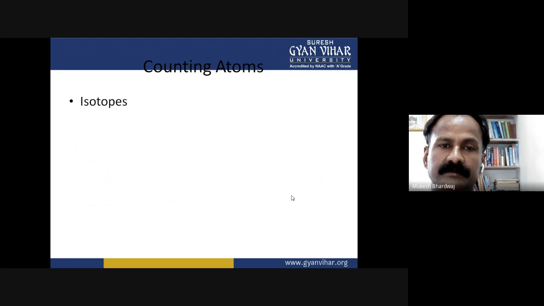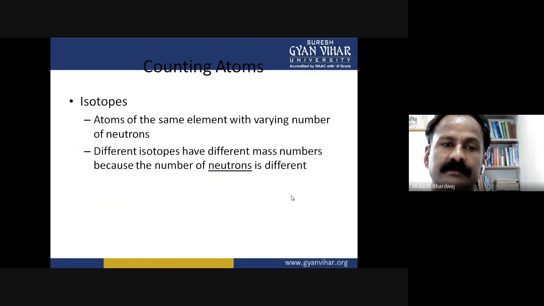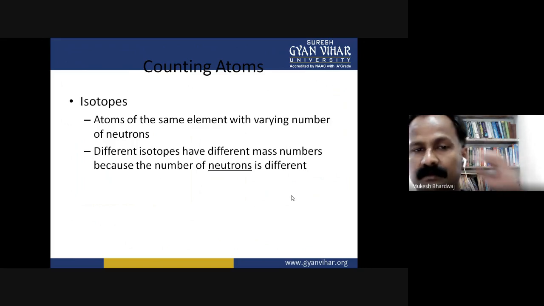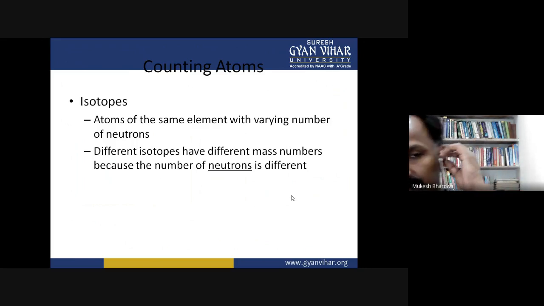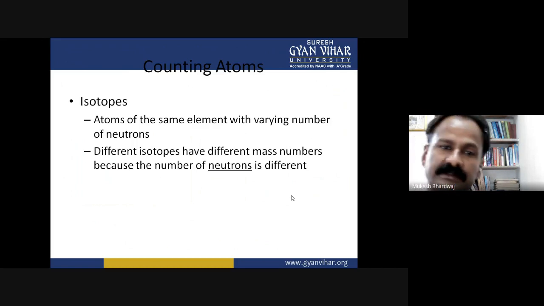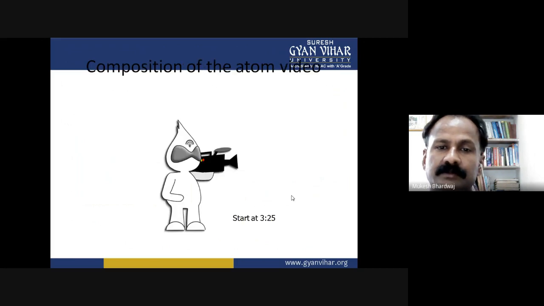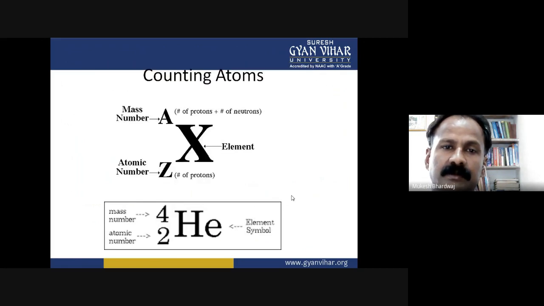Counting atoms, isotopes: atoms of the same element with varying mass number. Atoms of the same atomic number but different mass number. You can see the same element with a varying number of neutrons. Different isotopes have different mass numbers because the number of neutrons is different.